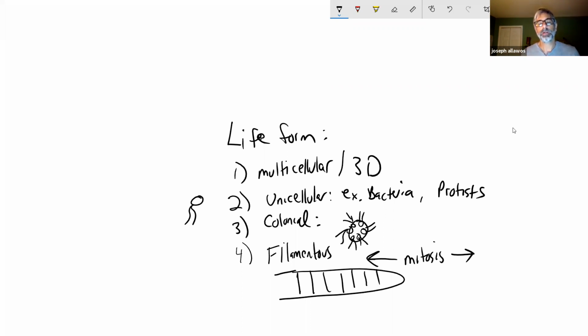Okay. So it's nice to know what the life form is of the organisms. Most of them are obvious, but if you know what the organism looks like, you know its life form. Okay. And I think that's probably enough preliminary stuff.